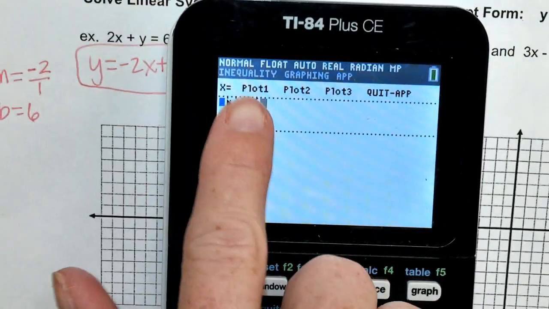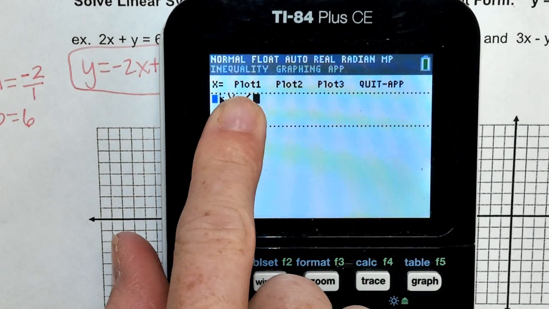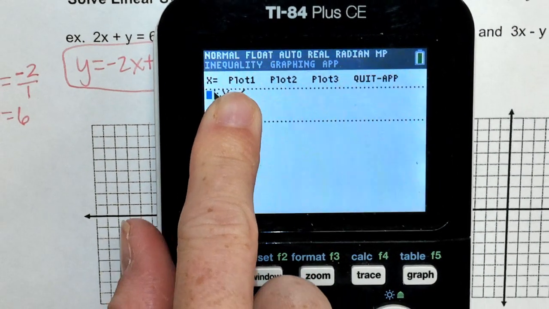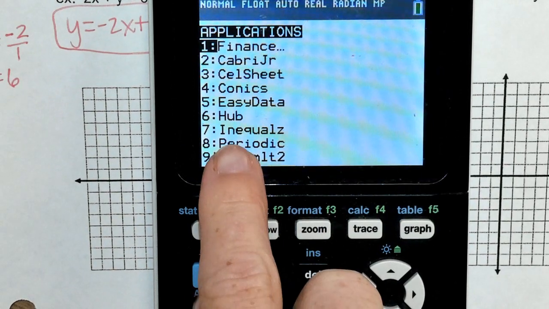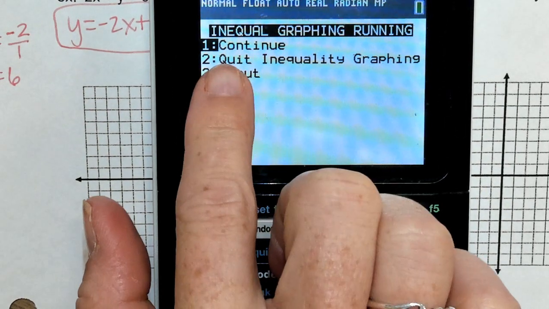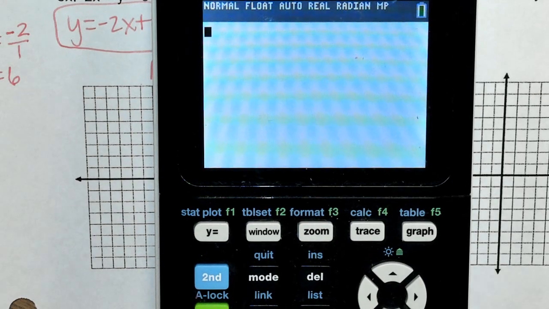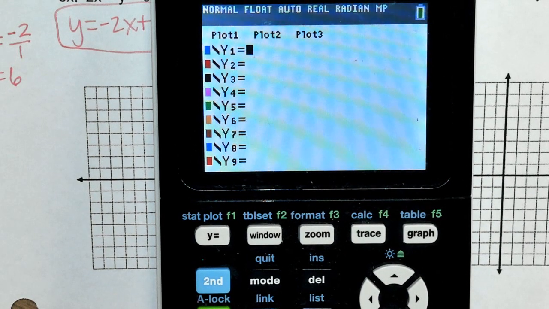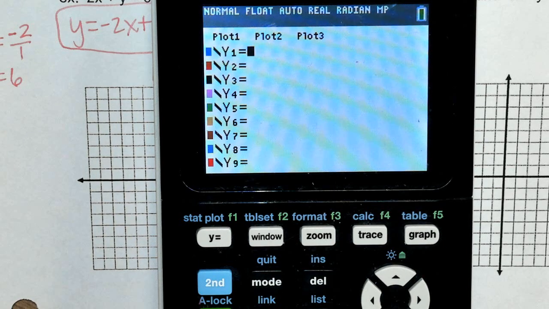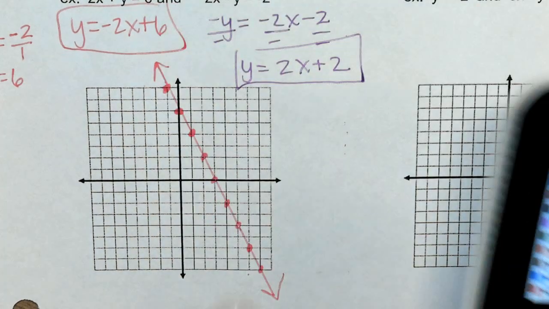Now, notice my calculator is still set to inequalities. If I want to turn that app off, I just go to apps. I go down to inequals, number 7, and I just say quit, number 2. And now when I go to y equals, it's just back to normal. Yes? Do I need to repeat that, or are we all good? Good? Okay, let's go put this one in.